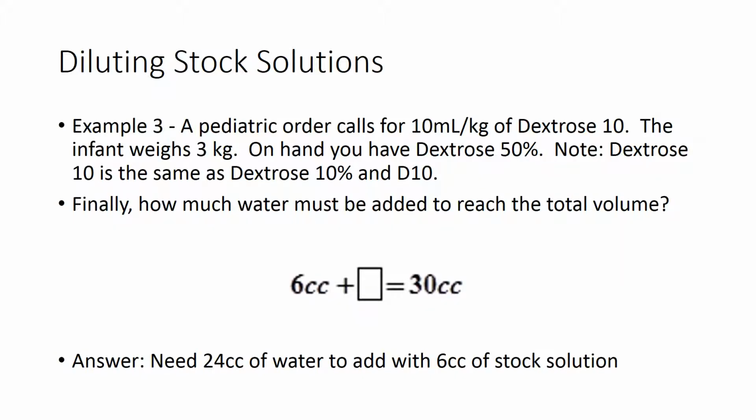So finally, we have to figure out how much water we have to add to get to our total volume. Well, we know our total final dosage amount is 30 cc's. We know we've added 6 cc's of our D50 solution, so now we need to solve for the amount of water we need to add. To determine that, you simply set up the equation: 6 cc's plus the water amount is equal to 30. You have 30 minus 6, and your final answer would be 24 cc's of water to add to 6 cc's of stock solution to give you the final solution that you need to have the appropriate dose.